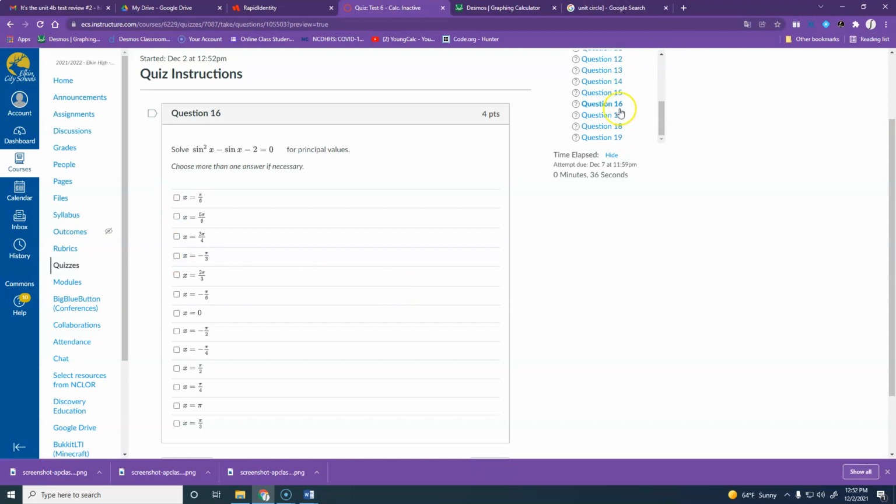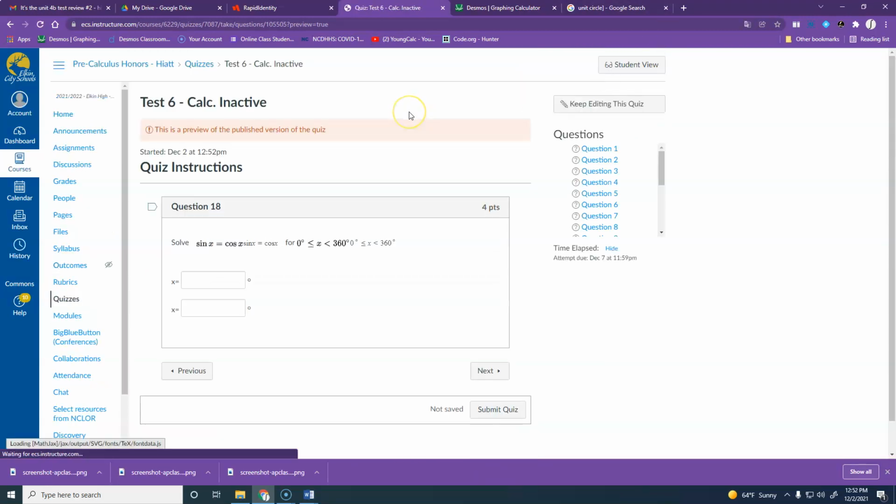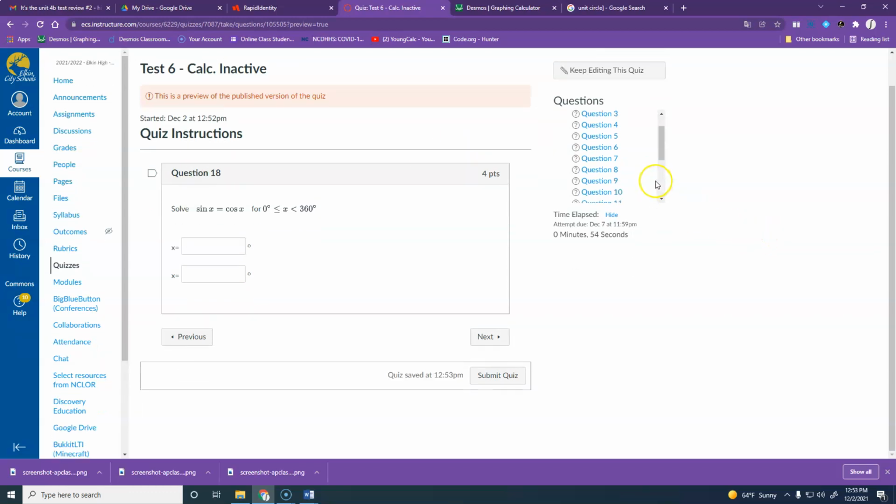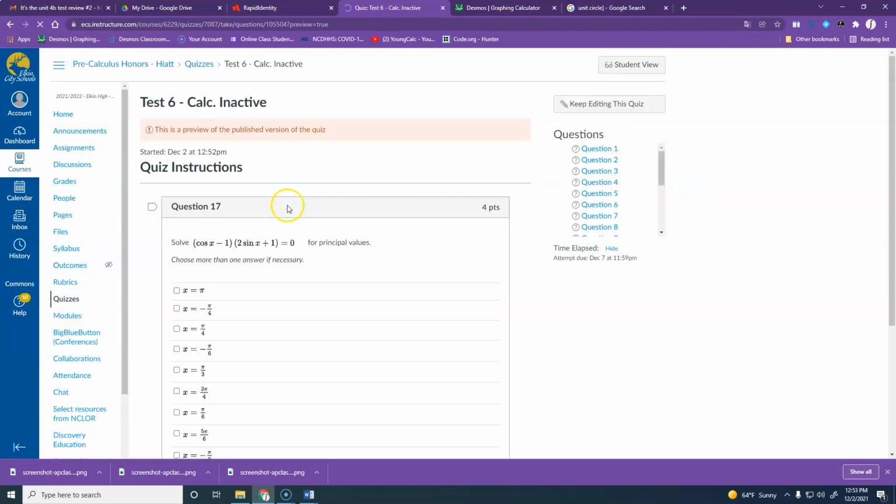Then some of them, for these are degrees. So it's 0 to 360 degrees. You would type in the answer here. I will only do type-ins if I've asked for degrees. The radians, I'll do checkboxes on it.